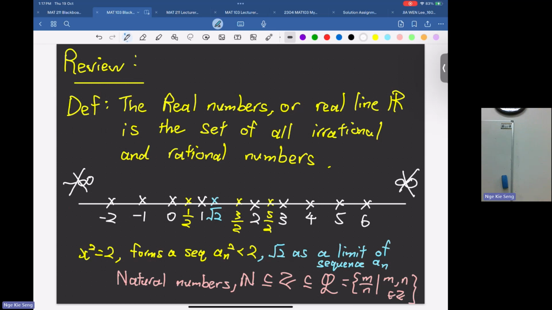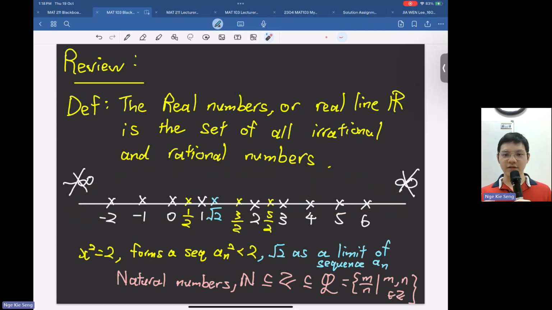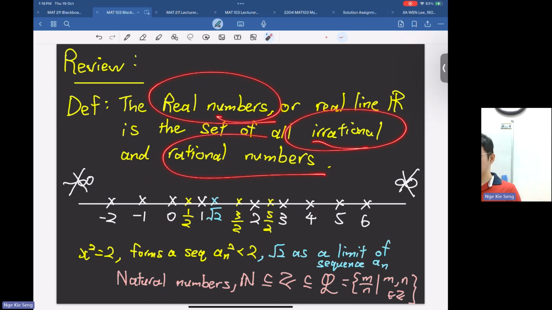Can you imagine what happens if I add infinity into this line? The line becomes finite? You mean it has a finite length? Okay, sure. If you add infinity in, this line will form a circle. So it will loop back. This is what we call the compactification of the real numbers. You will meet this if you continue in the pure maths route. But for now you need to know that real numbers are all the irrational and rational numbers.